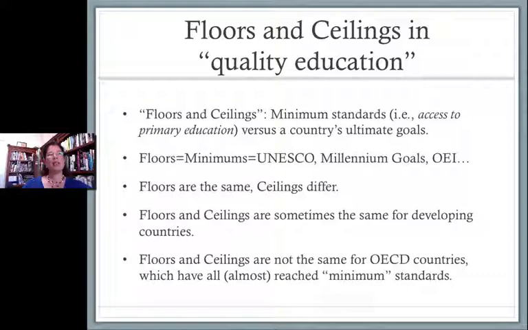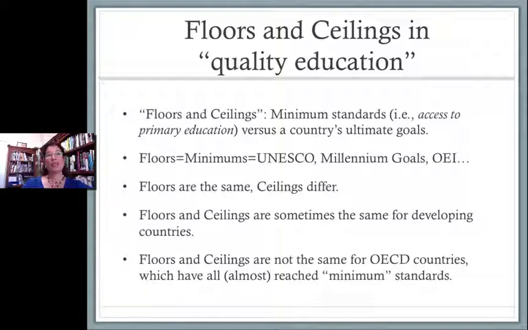And one way to do this, which is very, very interesting, is that we found that there are definite floors, definite minimum standards, that have been promoted by the large international organizations: UNESCO, the Millennium Goals, the Organización de Estados Iberoamericanos. They basically all share the same floors. They basically say that quality education means universal access to primary education is one of these points. So we know that they all share similar floors. But what's very interesting is that ceilings are very different depending on each country. So while the floors are the same, the ceilings are different.